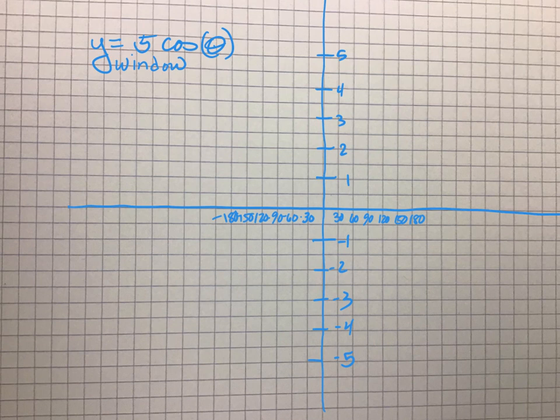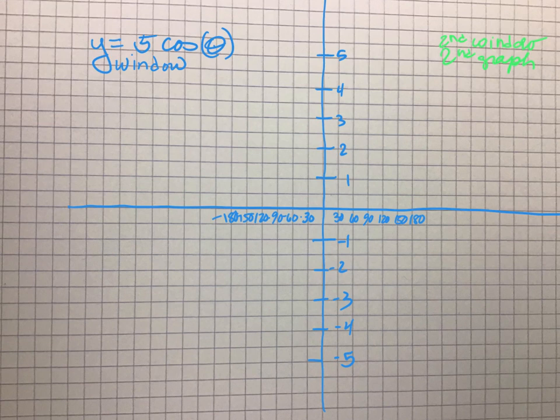Then you're going to hit the table window, second window, and you're going to start at negative 180 and go up by 30, and now you're going to hit second graph. So first you had the equation, then window, then second window, then second graph. And you start graphing the points, and they're in order.